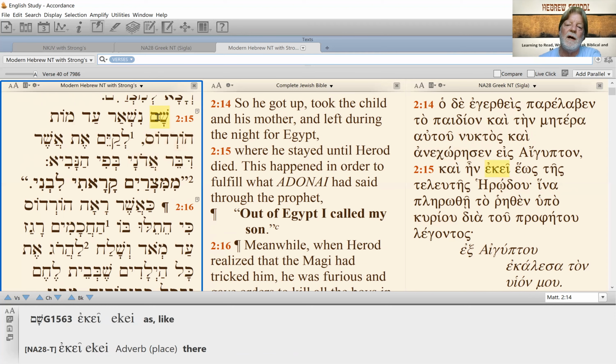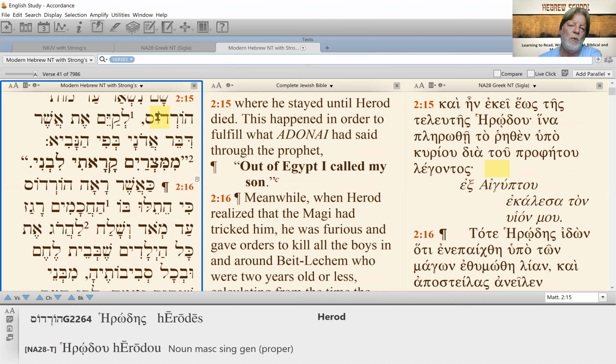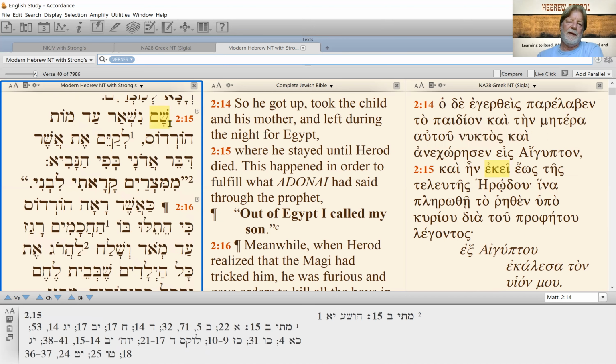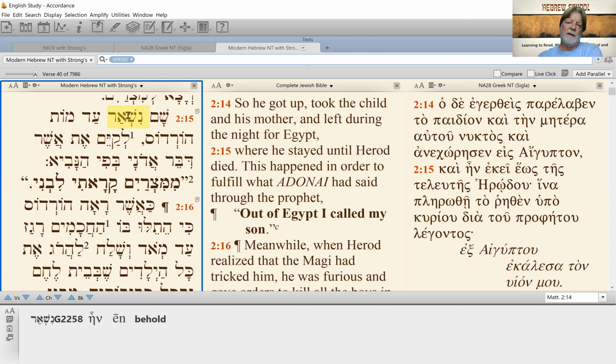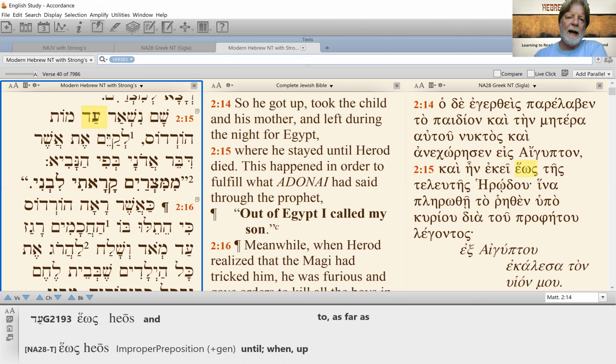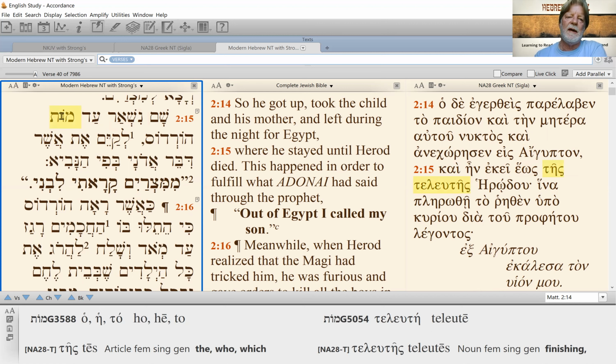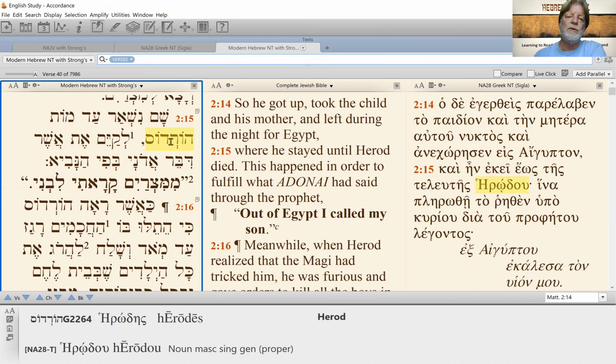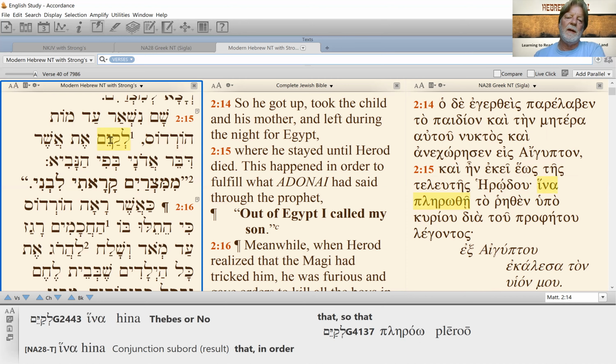Verse 15. Sham, which would be there, in that place. Nishar, he remained. That's probably a nifal form, which you'll learn about later. Remained ad, until mot, the death. Mot means death. Herod. So Herod was an old guy. He was close to death, and they stayed there in Egypt until he did die.